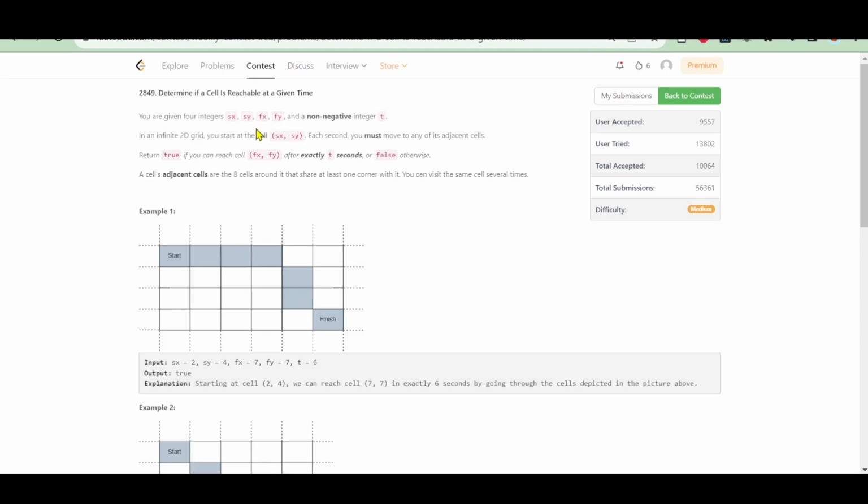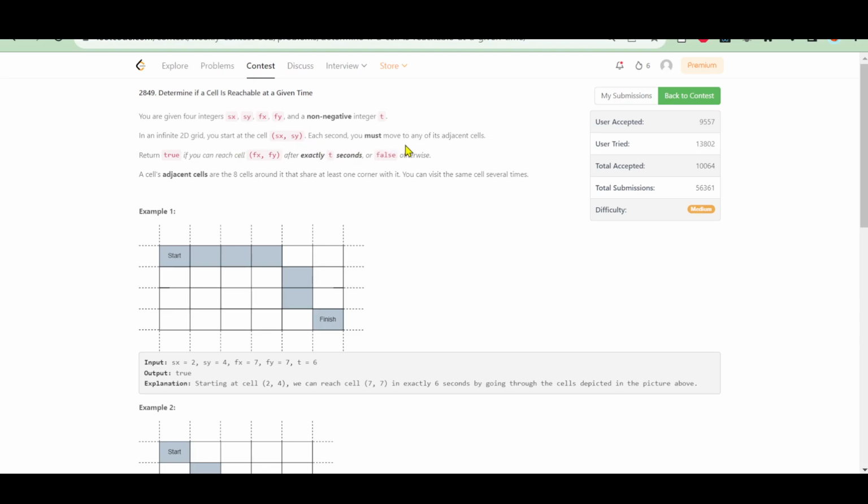We will be given four integers sx, sy, fx, fy. The starting coordinates are denoted by sx and sy, and similarly the coordinates of the ending cell, or destination cell, are denoted by fx and fy. We are also given a non-negative integer t, which denotes time. We have an infinite 2D grid, and we have to move from the starting cell to the destination cell.